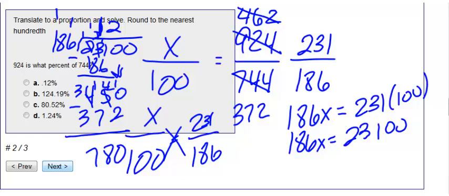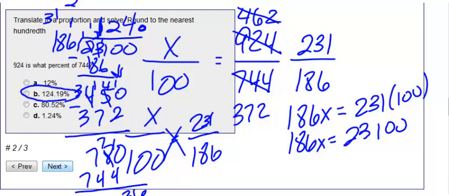186 into 780, let's try 4. 4 times 6 is 24. 4 times 8 is 32, plus my 2 is 34. And 4 times 1 is 4, plus my 3 is 7. And we subtract, we get 36 left over. I have nothing left to bring down. I add my decimal. I can keep going if I want, but I look at my multiple choice and I see the only one that's 124 is choice B.